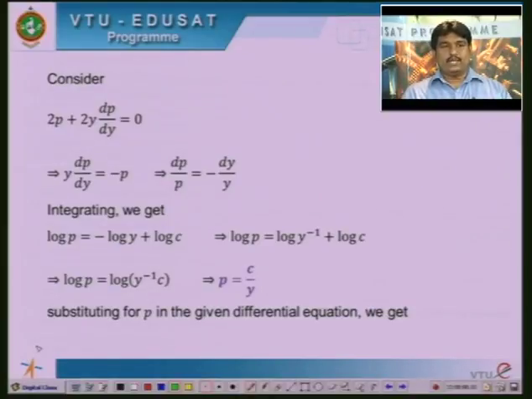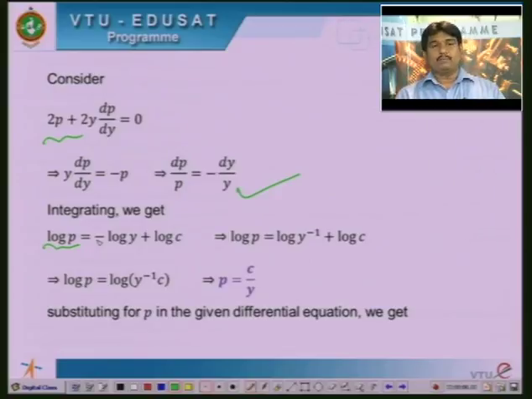You write this as y dp by dy equals minus p after transferring 2p to the RHS, and then you solve this equation by the separation of variables technique. dp by p equals minus dy by y, integrate it. Integration of 1 by p is log p, integration of 1 by y is log y with a negative sign, plus constant of integration log c. Use properties of logarithms and simplify it to get p equals c by y.